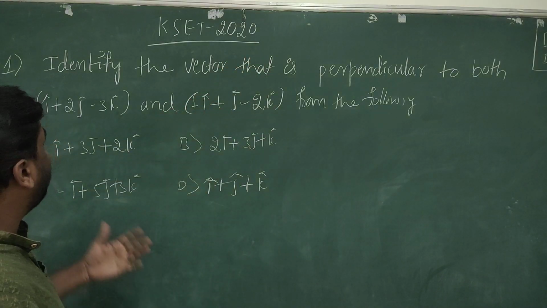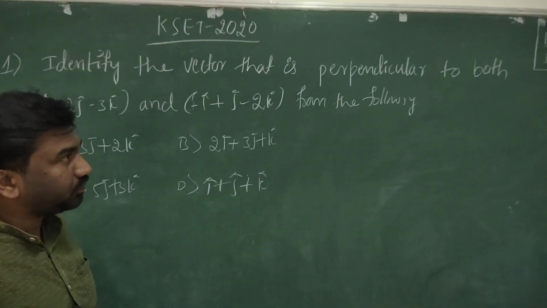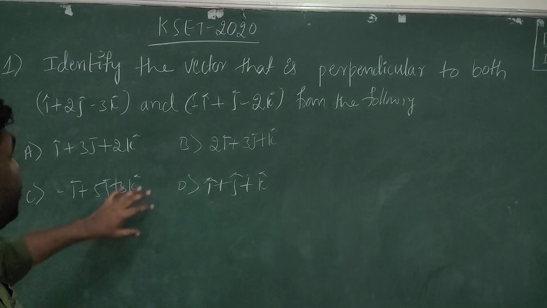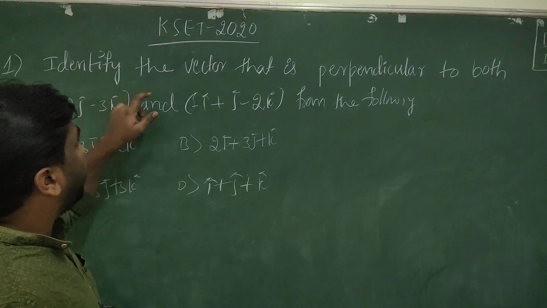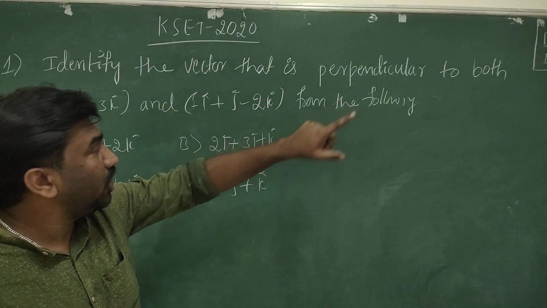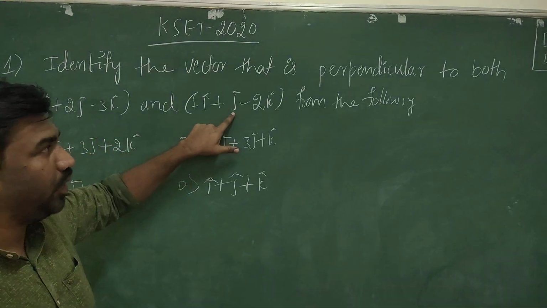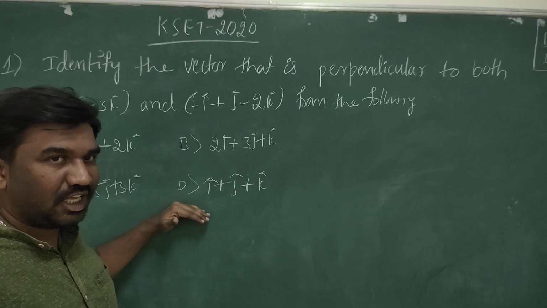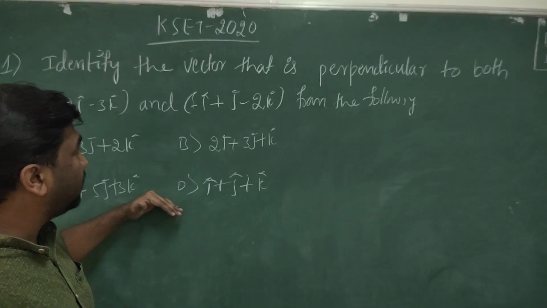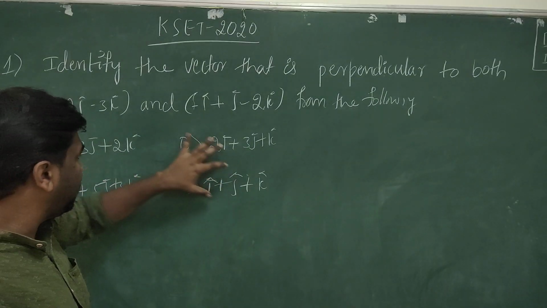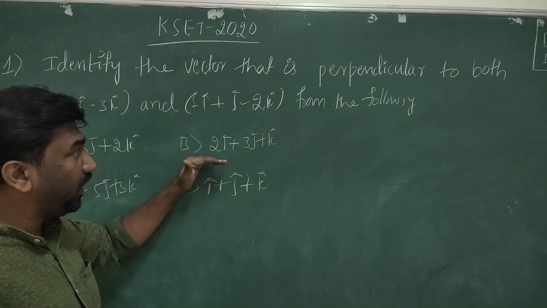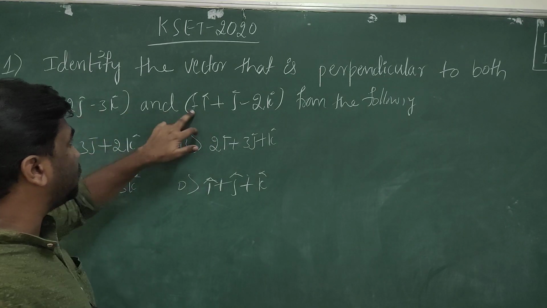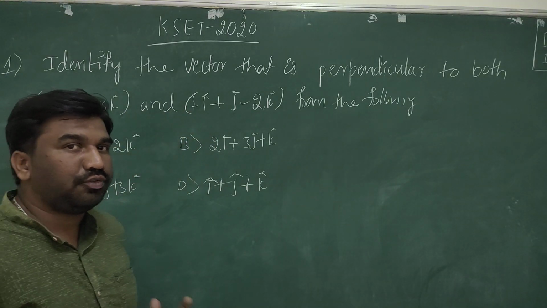Okay. The first question is from vector calculus. So the question is like this. Identify the vector that is perpendicular to both of these two vectors from the following. So these are the vectors that are given. We have to calculate which vector in these four options is perpendicular to both these two vectors. So that we are going to find.